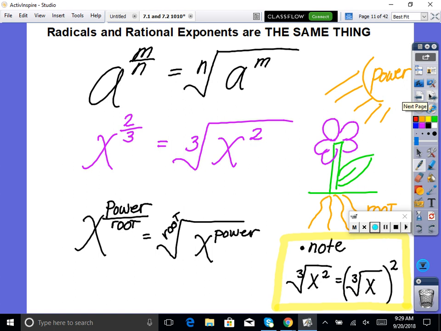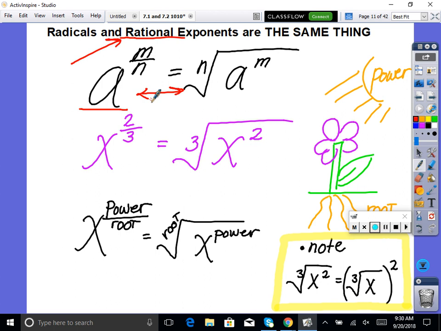They mean the same thing. So, if we have a base raised to a fractional exponent, that's called a rational exponent. Rational means fractions. So if we have a base raised to a fractional exponent, it is equivalent to having a radical. So base a raised to the m divided by n is equivalent to the nth root of a to the m power.